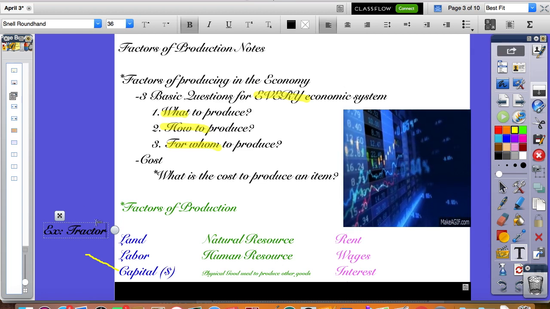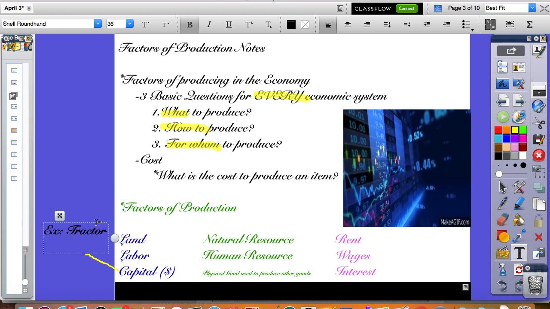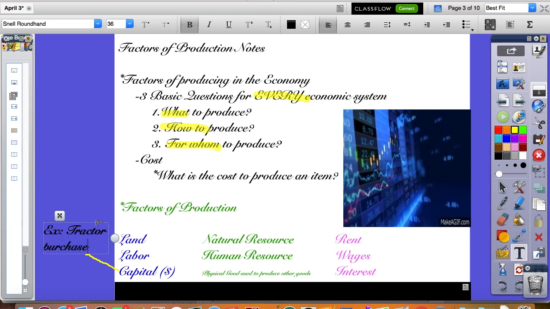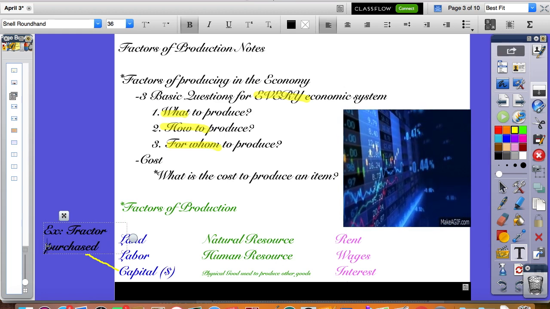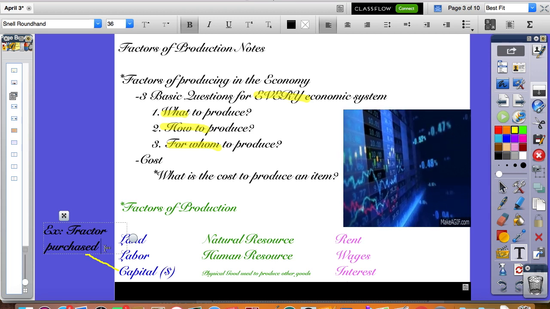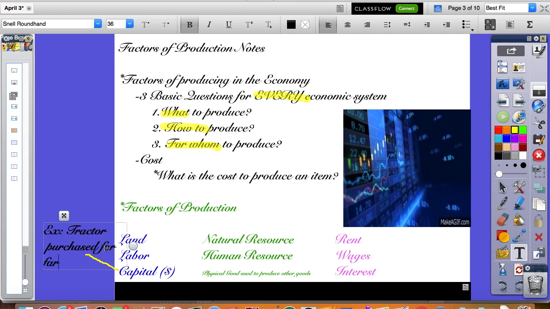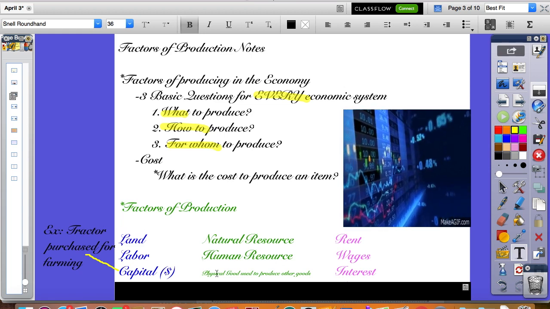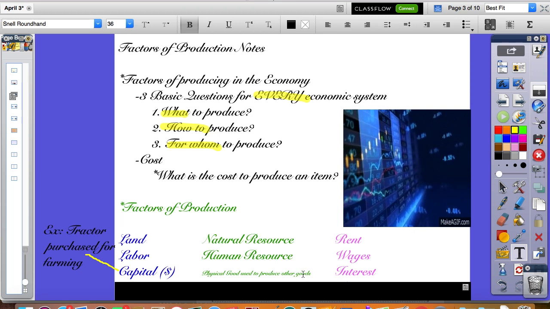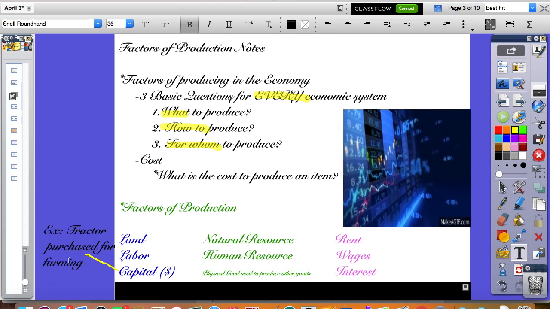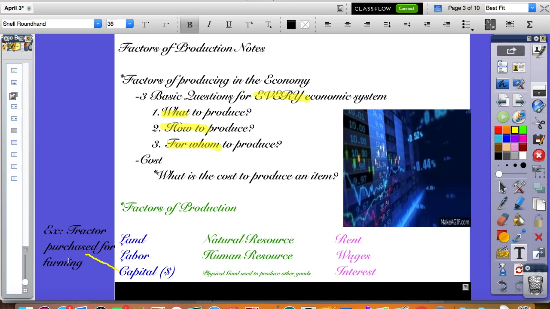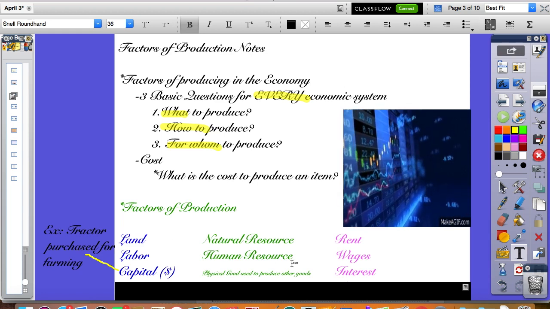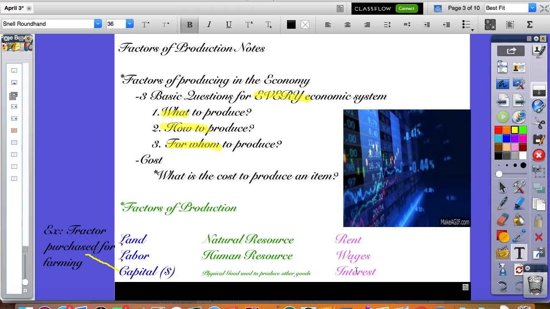Why would a farmer need a tractor? Well, the tractor is purchased by the farmer for farming. So if a farmer buys a tractor, that tractor is the physical good used to produce other goods. That good that could be produced is any type of crop, okay? Any type of wheat, okay? All the things that farmers produce. Physical good used to produce other goods, and in return, we get interest.